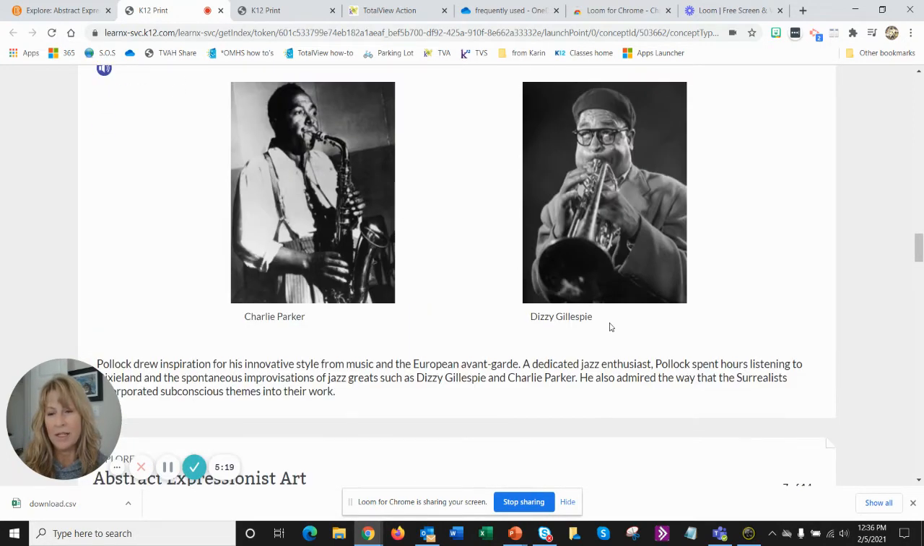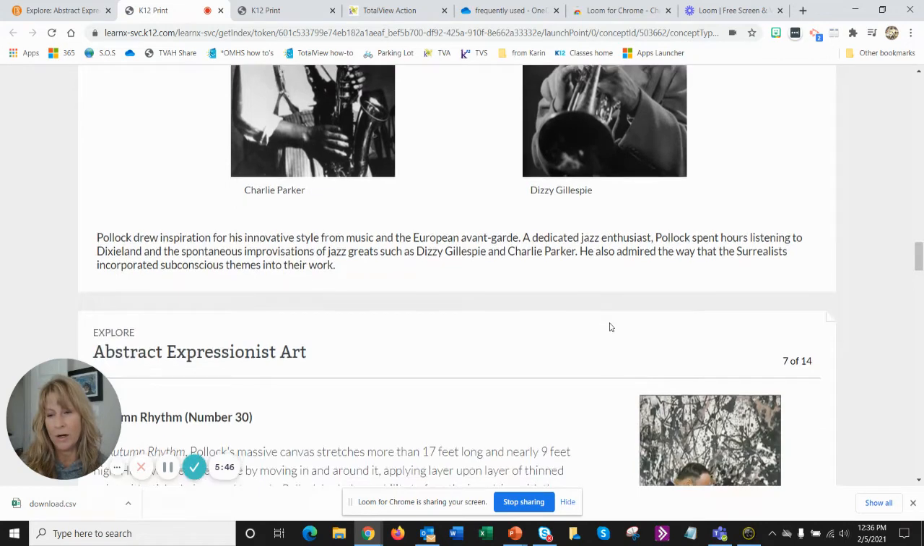Pollock drew inspiration for his innovative style from music and the European avant-garde. A dedicated jazz enthusiast, Pollock spent hours listening to Dixieland and the spontaneous improvisations of jazz greats such as Dizzy Gillespie and Charlie Parker. So they're spontaneous improvisations. That means sometimes they would just riff, like it wasn't written in the music, but they would go ahead and just make it up as they went along. He also admired the way that the Surrealists incorporated subconscious themes into their work.